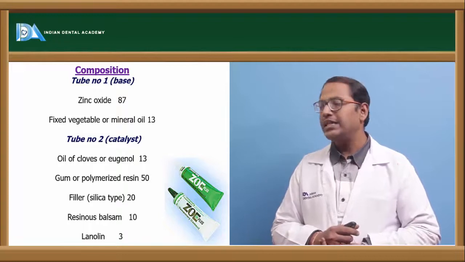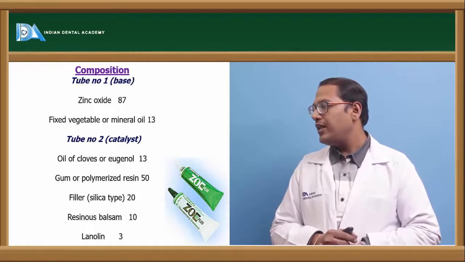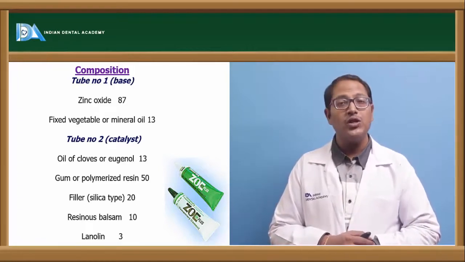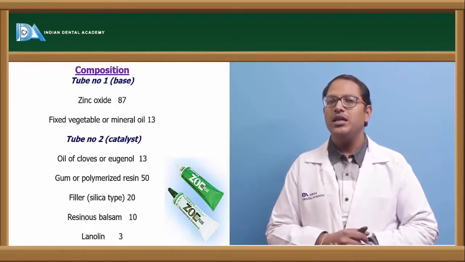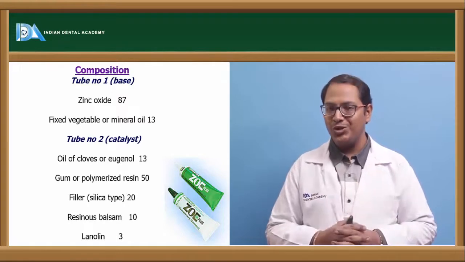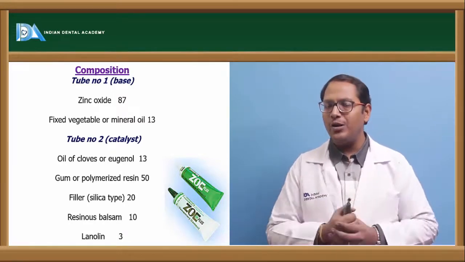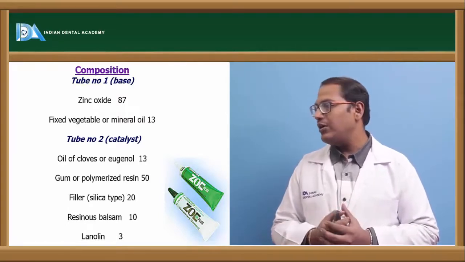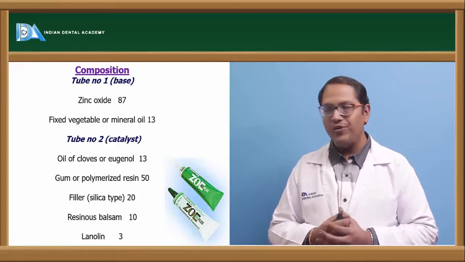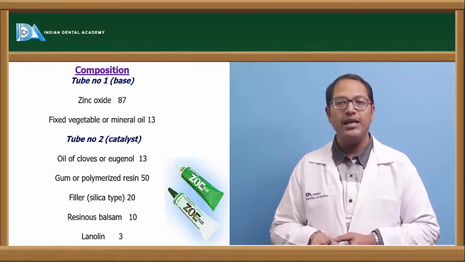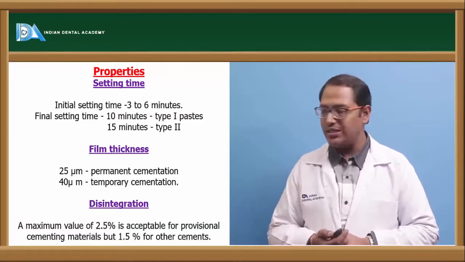Composition: in tube 1, that is the base plate, we will have zinc oxide 87%, and some mineral oil as well. In tube 2, we will have oil of cloves or eugenol. Now very important to note here, is it oil of clove or is it eugenol? Oil of clove is more acidic than eugenol. So eugenol is a refined form of oil of clove, so eugenol is better. So 13% of eugenol, gum or polymerized resin, we have filler particles, that is silica 20%, we have resinous balsam and lanolin to increase the viscosity of the material.